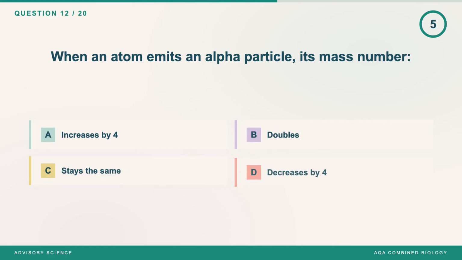Question 12. When an atom emits an alpha particle, its mass number. Option A, increases by 4. Option B, doubles. Option C, stays the same. Option D, decreases by 4. What is your answer?